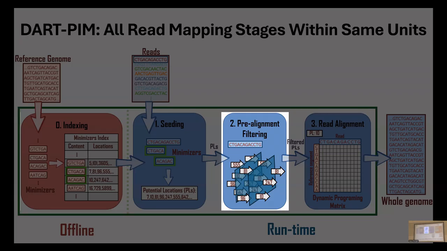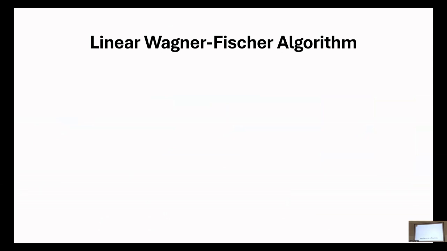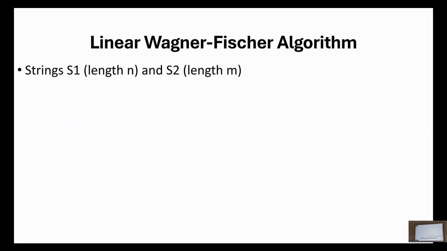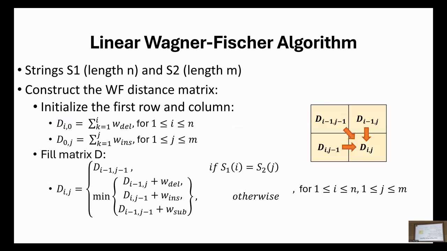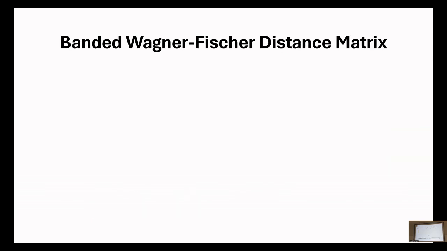So we'll start talking about the filter. As I said, in the filtering, we're using the linear Wagner-Fischer algorithm, which is a known algorithm. Assuming we have strings S1 and S2, we construct the WF distance matrix. We initialize the first row and column, and then we fill the matrix D, where to calculate each cell, we need the top, left, and top-left cells in order to compute it. Also, we are using banded metrics. How can we do it? We are using something that is called the error threshold, which is the number of allowed differences between a read and a reference segment.